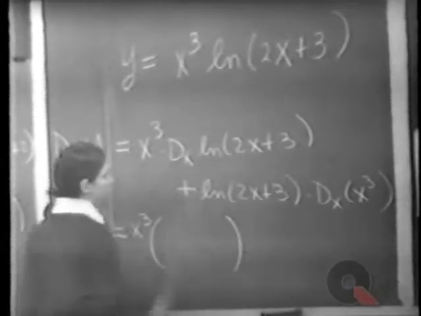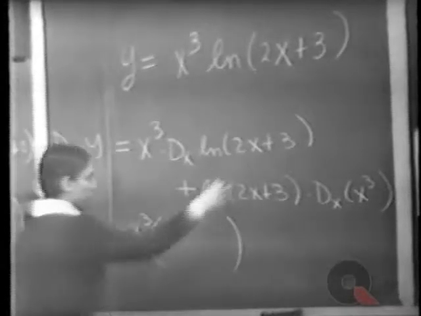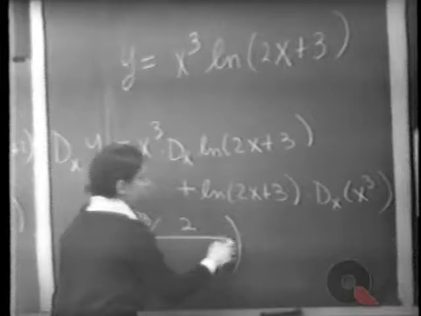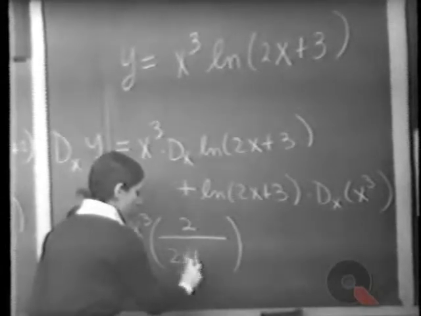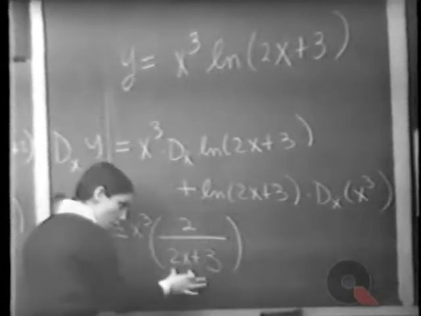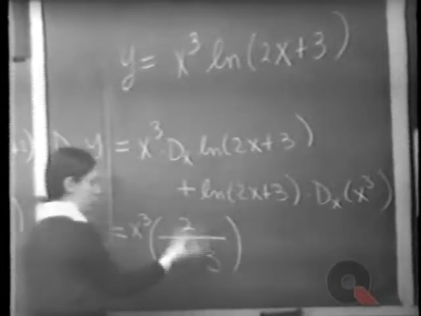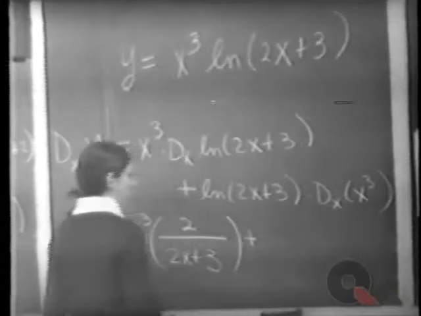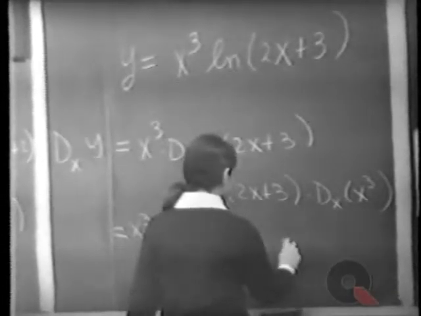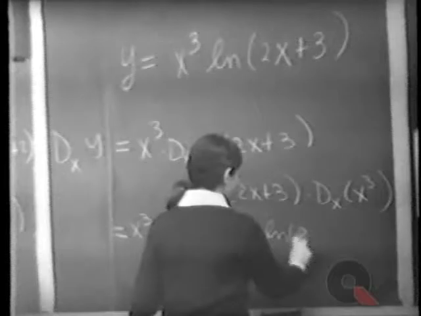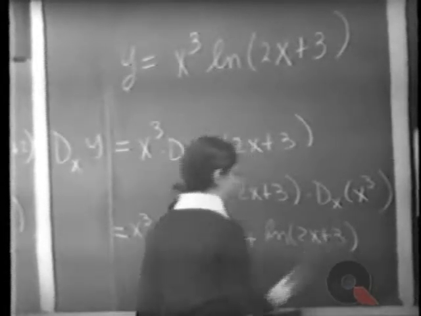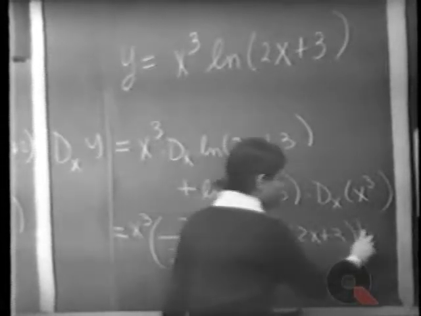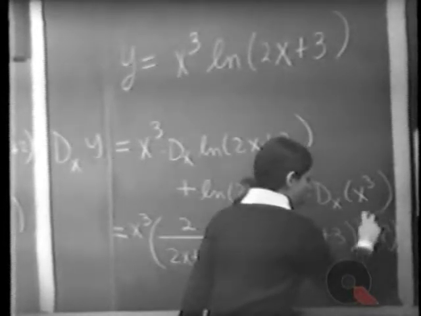The derivative of the natural log of 2x plus 3 will be the derivative of 2x plus 3 with respect to x, or 2, divided by 2x plus 3. Right? The derivative of f of x over f of x. The derivative of 2x plus 3 over 2x plus 3. Plus the natural log of 2x plus 3 times the derivative of x cubed, which is 3x squared.